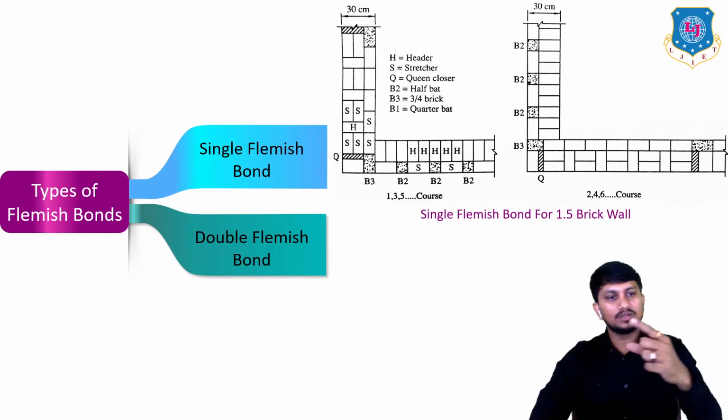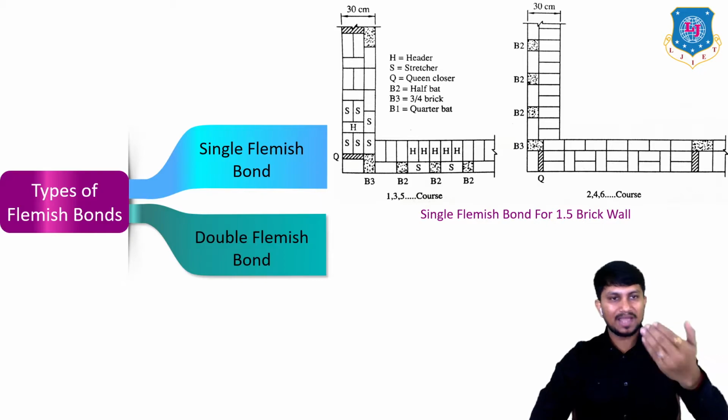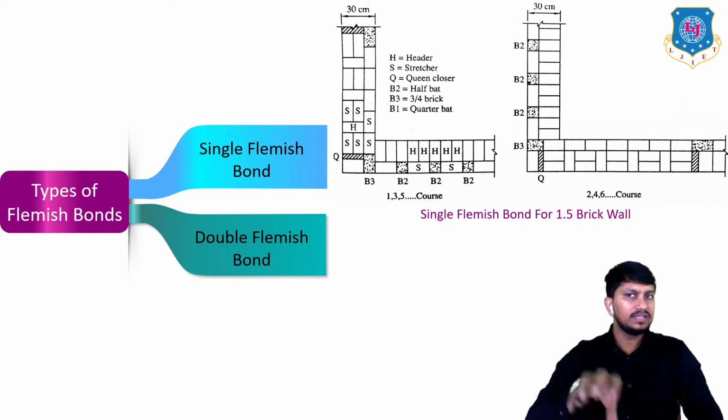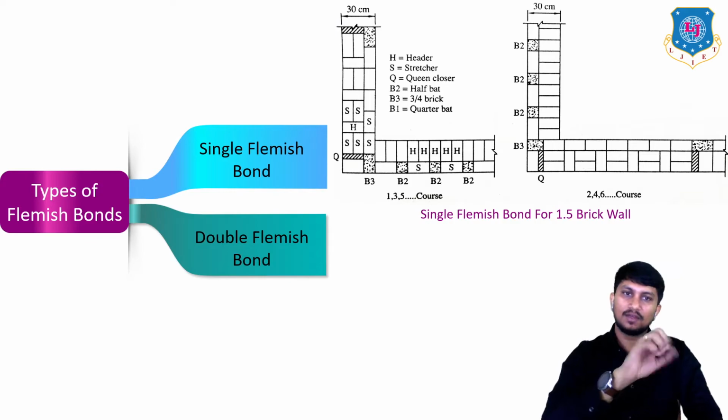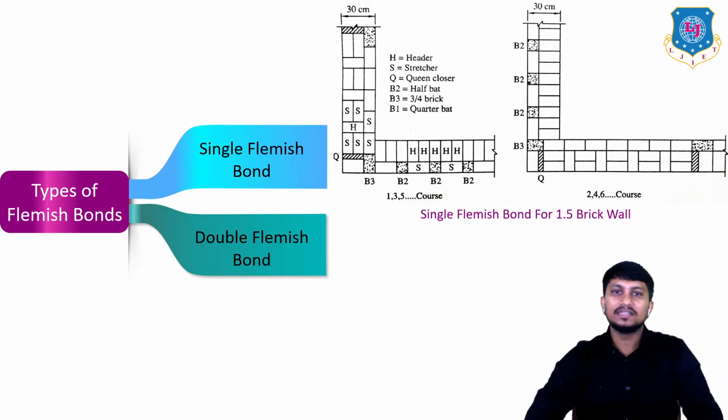So one layer is of headers in the backing part, and in the even layers, which are the 2, 4, 6 courses, the backing part is of stretchers. So if you stand inside the room, you can clearly see the headers on the 1, 3, 5 layers, and the stretchers on the 2, 4, 6 courses. So it looks like the English one in the inner portion of the wall, or you can say in the backing part.